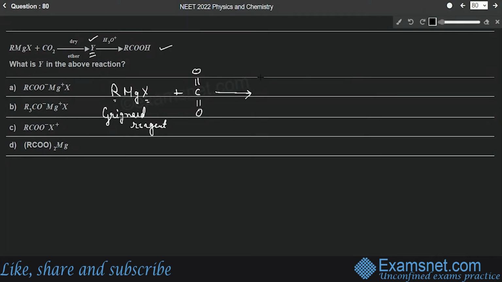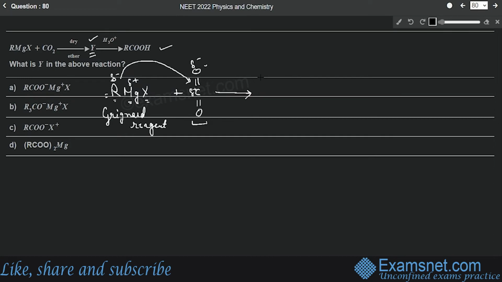First we know that magnesium is a metal, so it is more electropositive than carbon, so it will acquire a partial positive charge, whereas alkyl group or carbon of the alkyl group will acquire a partial negative charge, right? Now if we see this carbon dioxide, then here oxygen is more electronegative. So oxygen will acquire a partial negative charge, whereas carbon will have partial positive charge, right? Now this negative alkyl group will attack the positive part of carbon dioxide, that means carbon. Okay, so this alkyl group will react with carbon and the positive magnesium halide will react with negative oxygen.